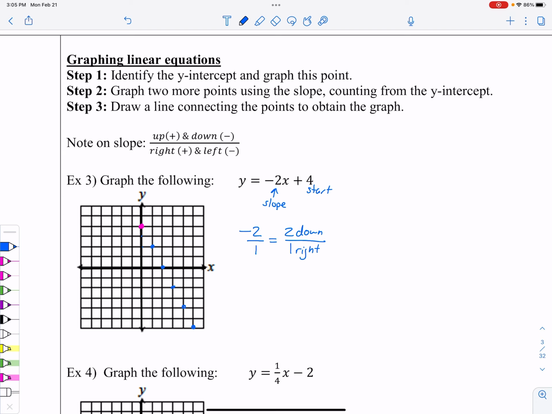Okay. If I want to go the other direction, I can go 2 up and 1 left. Once I have a bunch of points, I can take a ruler and draw a nice straight line through my points, add my arrows if I want, and I've graphed my equation.